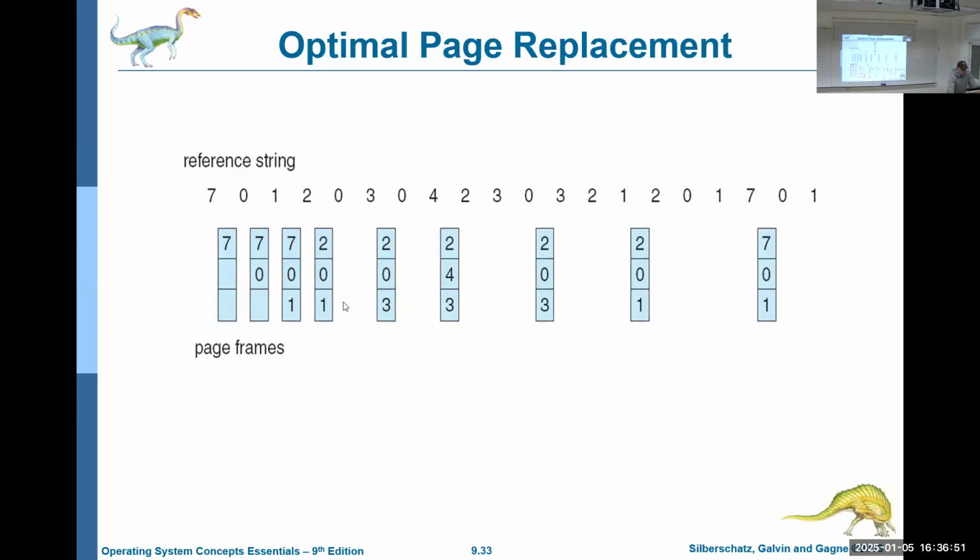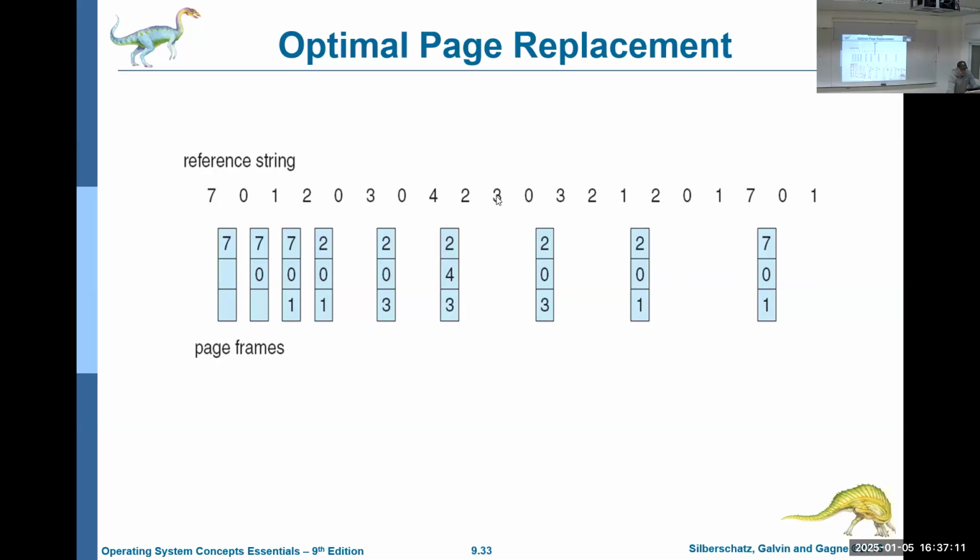And then 0 comes and he's there. 3 comes and we have to put him in. We're going to take out 1 because 1 is used until all the way over here, but 2 and 0 are both used before that. So we're going to kick out 1 when 3 comes. And then 0 is there. 4 we have to kick out. We'll kick out 0 because 2 and 3 are about to be used.